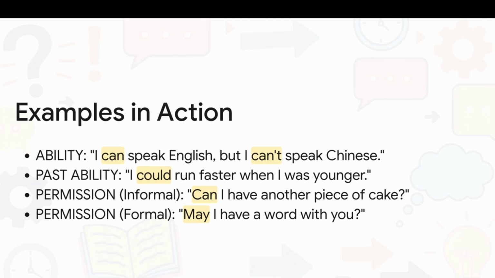For ability, you'd say, I can speak English, but maybe I can't speak Chinese. That's about right now. For the past, I could run faster when I was younger. See the difference? Now for permission. If you're asking a friend for cake, hey, can I have another piece? Sounds totally normal. But if you're talking to your boss, may I have a word with you? Sounds way more professional and polite.